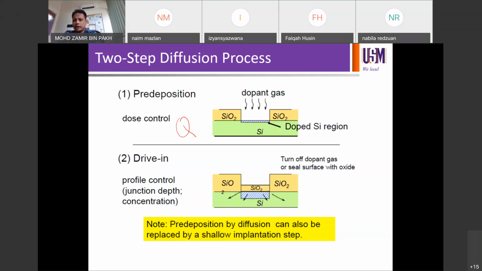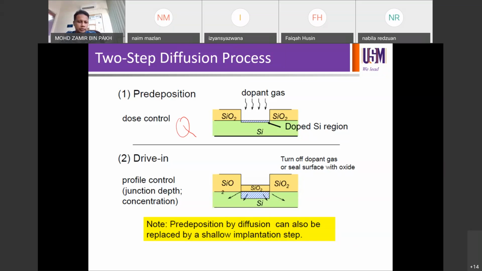So this is done with limited source, where you use whatever you have on the surface of silicon to be driven into the silicon to form the junction, to form the PN junction at a certain depth, right? So in this case, you can relate these two diffusion steps with the previous knowledge on constant source diffusion and limited source diffusion. So the first one is going to follow the error function profile, and the second one is going to follow the Gaussian profile, right?